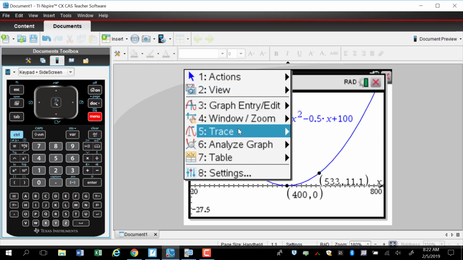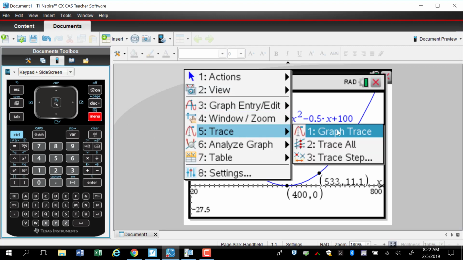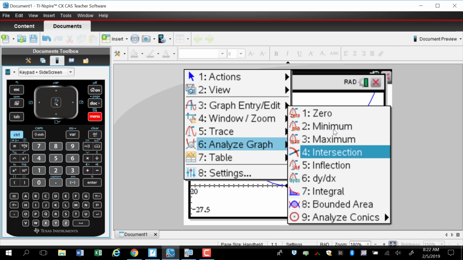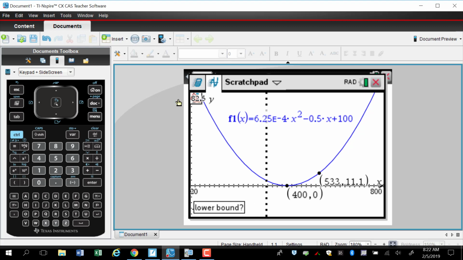So we can go to this, and again, this trace key is very useful, and so is the analyze graph if you're looking for a maximum, minimum, or anything else. Like I said, if you want to find a minimum value from here to here, there's your 400.